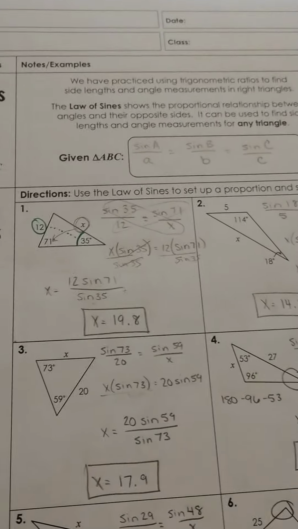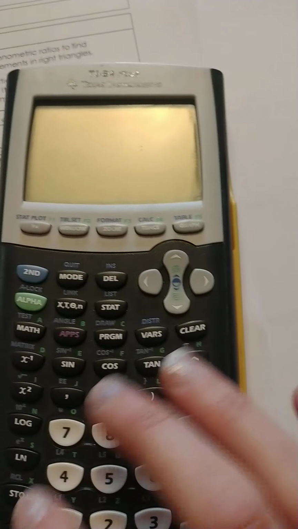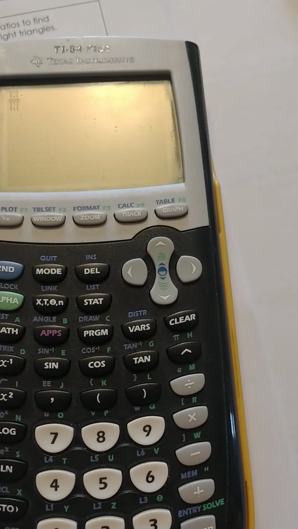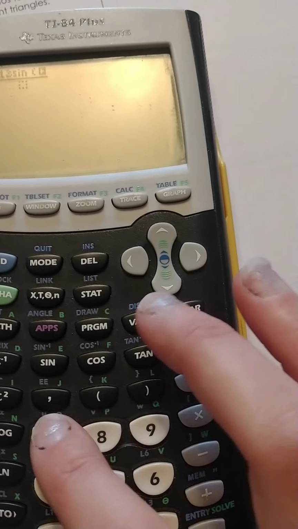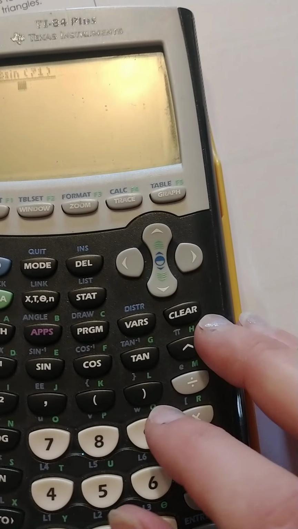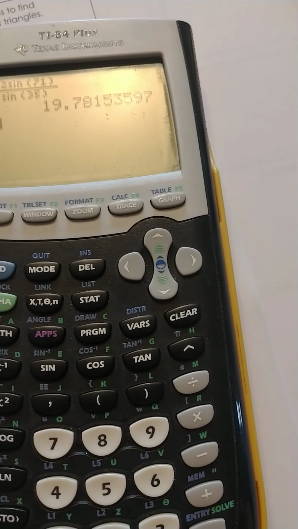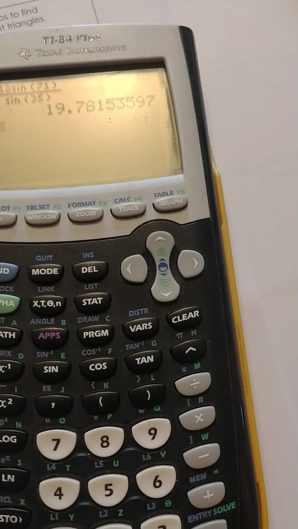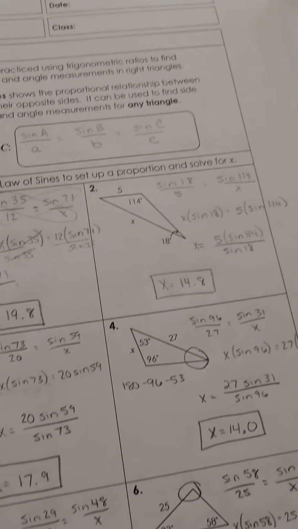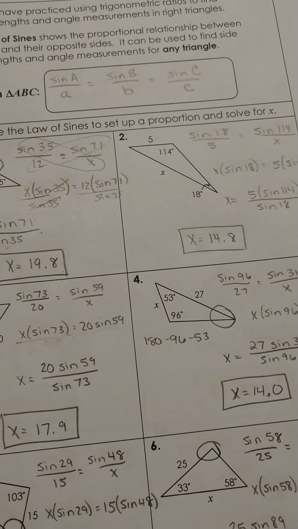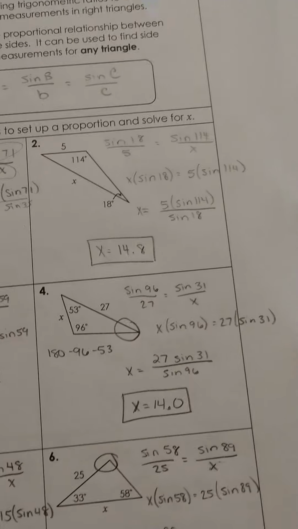Otherwise, if you've got your handy dandy graphing calculator with you, which I'm really hoping you do, you hit your alpha, y equals, 1, you hit 12, you hit sine 71, end your parentheses, arrow down, hit sine of 35, hit enter, and you get 19.78. We're rounding to the tenth, so 19.8. So again, I'm really hoping you have a calculator at home and you're not trying to stumble through this on a cell phone.